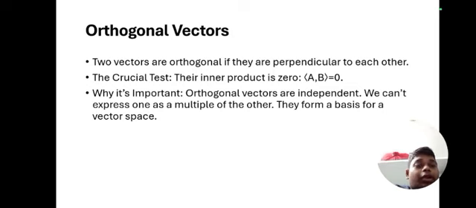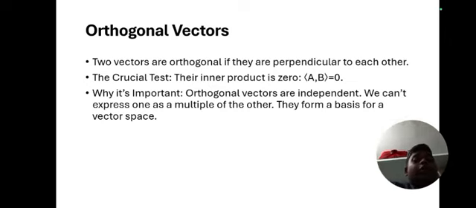Orthogonal vectors. Two vectors are orthogonal if they are perpendicular to each other, and the crucial test, their inner product is 0. Why? Because cos 90 equals 0. Mod a mod b cos 90 is 0, the product becomes 0. Then why is it important? Orthogonal vectors are independent. We cannot express one as a multiple of the other. They form a basis of a vector space.